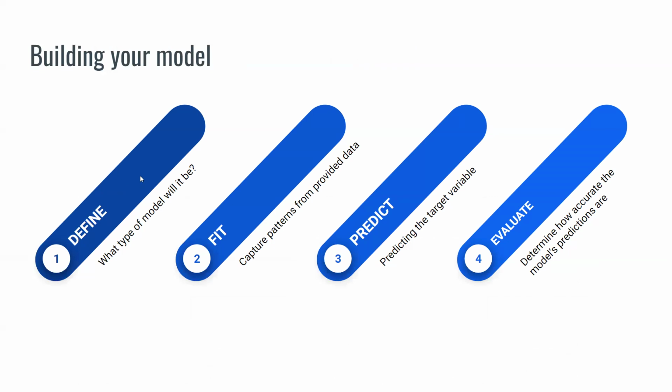First is define. In the define step, you want to check what type of model it will be. Is it going to be a decision tree, or are there other types of model, and some other parameters of the model type specified too? Then step 2 would be fit. You would like to capture patterns from provided data. This is the heart of modeling. Step 3 is predict. You want to predict the target variable. And step 4 is evaluate. You want to determine how accurate the model's predictions are.